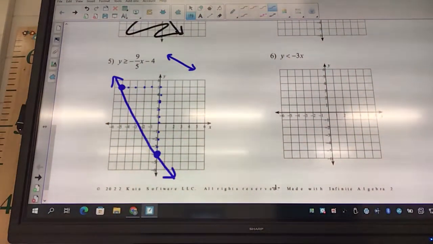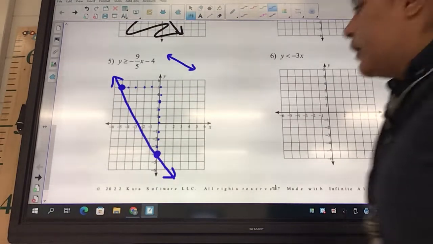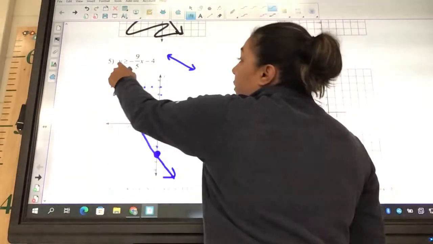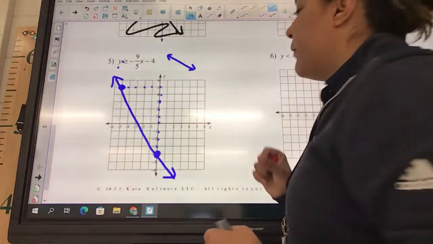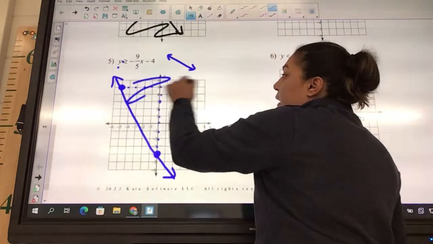Okay, so we got y is greater than. Okay, so that means we're going to shade, and you see that y is bigger. Okay, it's touching the bigger part of the mouth first, so that means you're going to shade above the line.